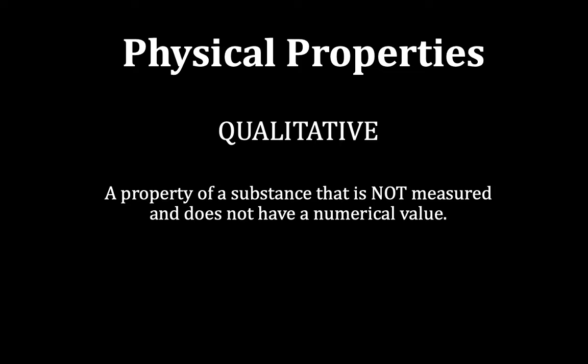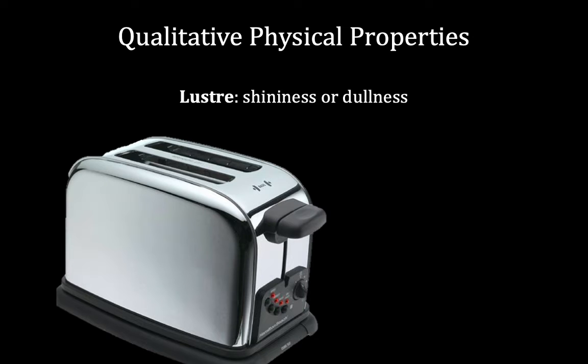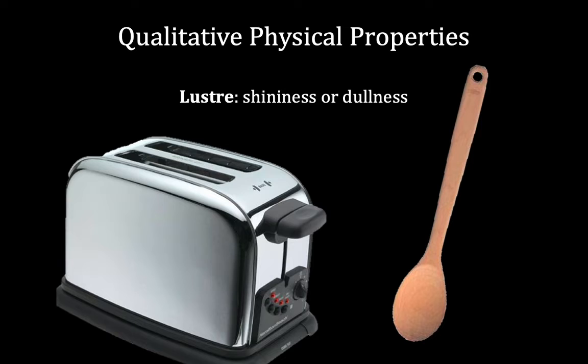Now, other than color, there are a few other physical properties that you can describe without actually having to measure. So those would be other qualitative properties. Let's look at a few examples. The first one is luster. So the luster of a substance simply describes if it is shiny, like this toaster, or if it's dull, like a wooden spoon. Again, things that you can just observe by looking at it.